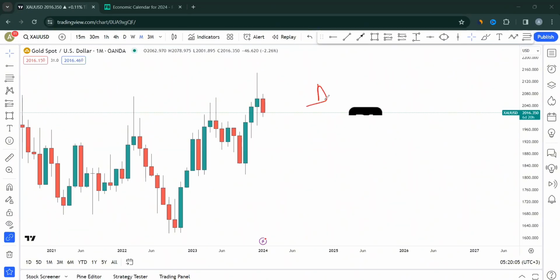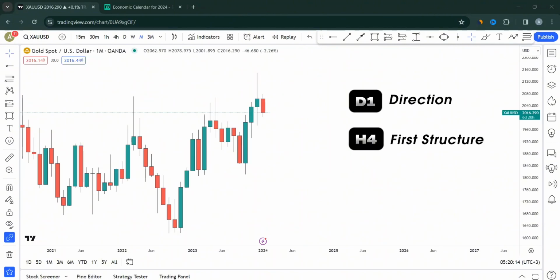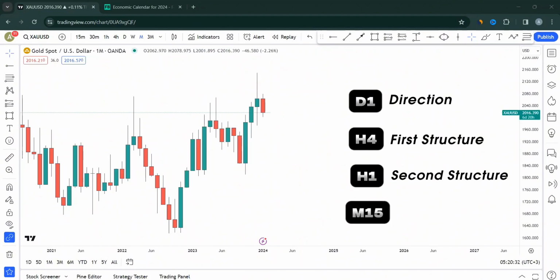So we're going to be using daily for our direction, and we're going to be using H4 for our first structure. Then we're going to be using H1 for our second structure. But since we're interested in intraday, I'm going to look at the direction in daily, then switch to H1 to get my structure. Then our entry will be in minute 15.